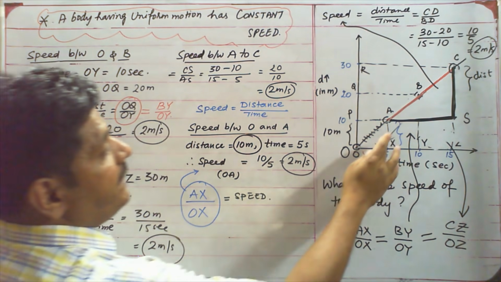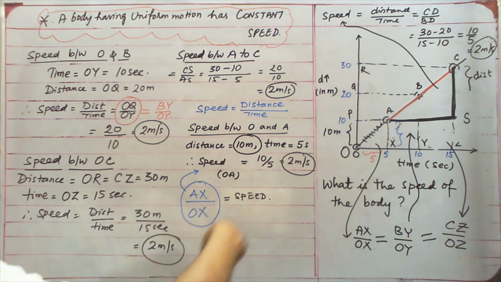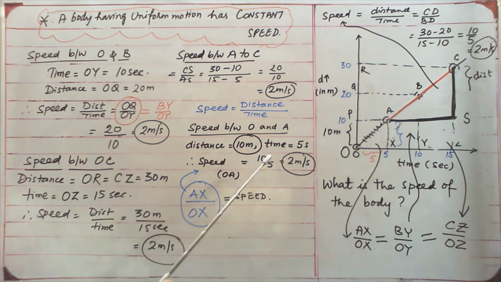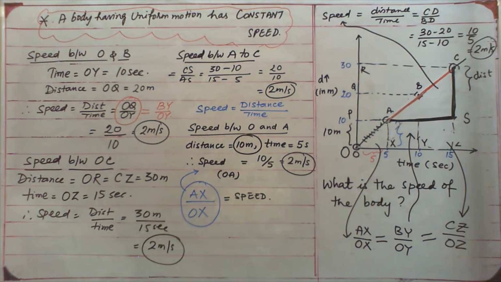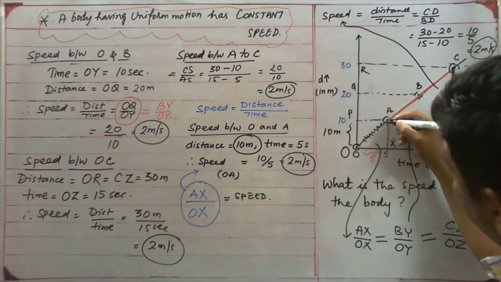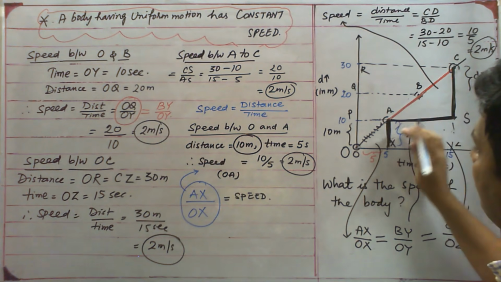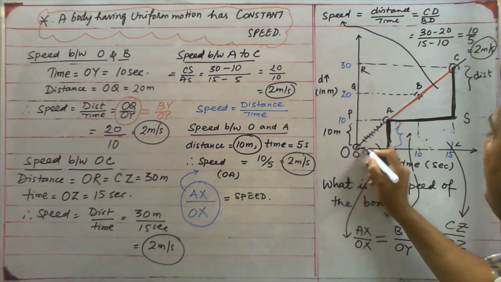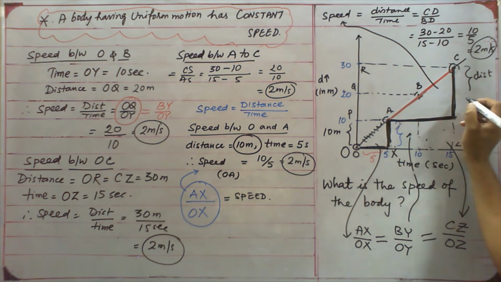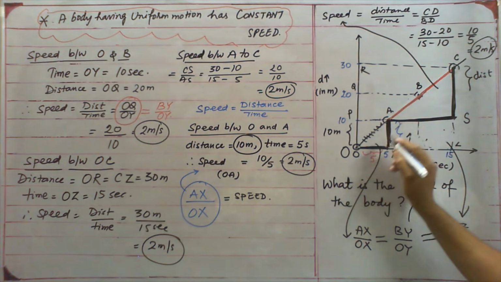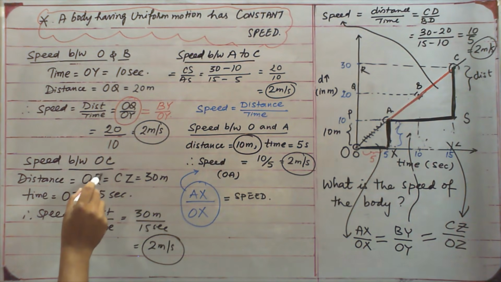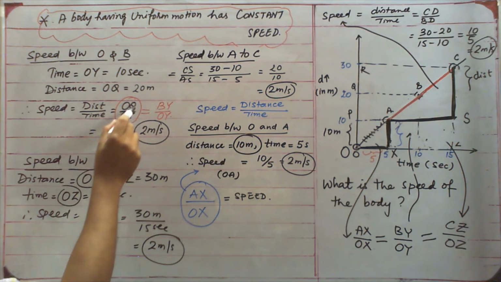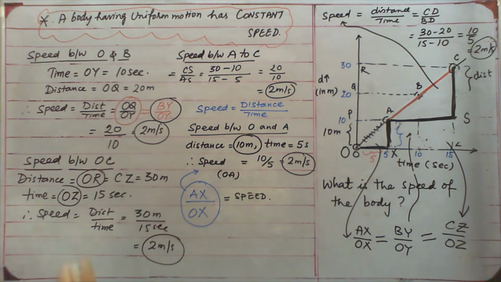If you look at all these discussions, we are trying to complete a triangle between O and A. Let us go to the beginning. O and A, we find AX by OX. So what is this AX? We can call this AX as the perpendicular and OX as the base. This is the perpendicular and base, again here also we are having perpendicular and base.